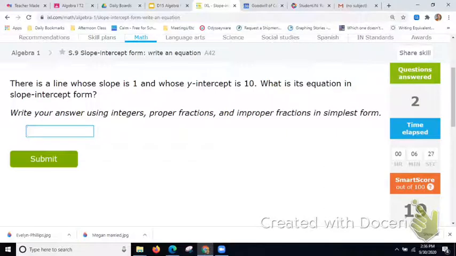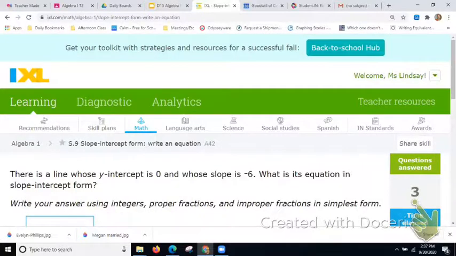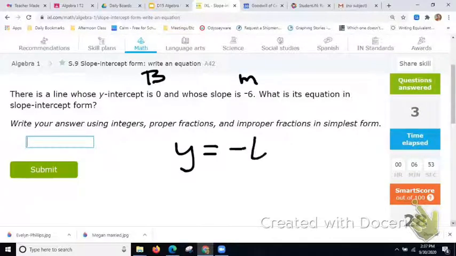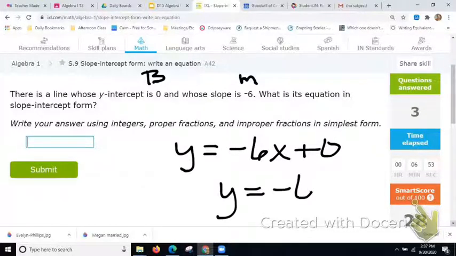So now here the slope is 1, and you can type 1x plus 10, but I want to show you also, since it's just a 1, if I don't write anything, then it's understood that the slope is a 1. So in this case, it tells me the y-intercept is 0. So I can write y equal, so this is my b, this is my m, so -6x plus 0, or I could just type y equals -6x.